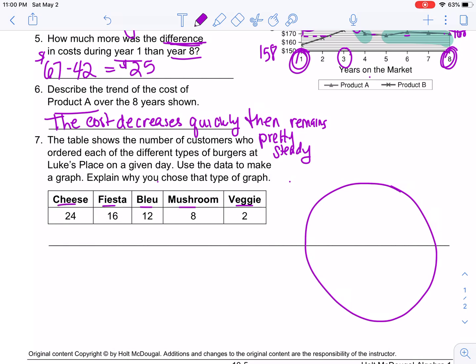So if I add 24 plus 16 plus 12 plus 8 plus 2, I know that Luke's Place had a total of 62 burgers sold, right? Or 62 customers. So now I'm going to do each of these divided by 62 and get their percentages. And if you do that, you should get the following percentages.